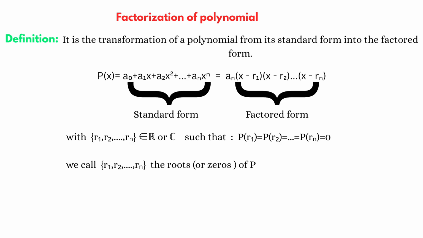We call these values the roots, or zeros, of p. Here's a simple example. 2x squared minus 10x plus 12 equals 2 times (x minus 2)(x minus 3).